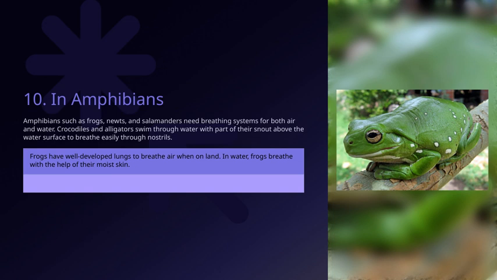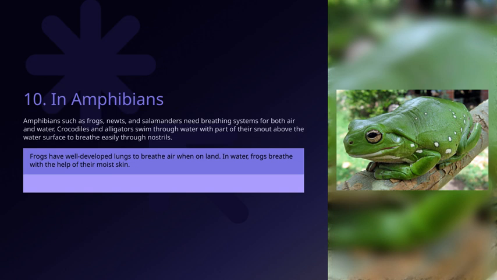Now, if we look at crocodiles and alligators, they have a different but equally fascinating adaptation. They swim with part of their snout above the water surface, which lets them breathe easily through their nostrils. This way, they can stay submerged while still getting fresh air without exposing their whole head.